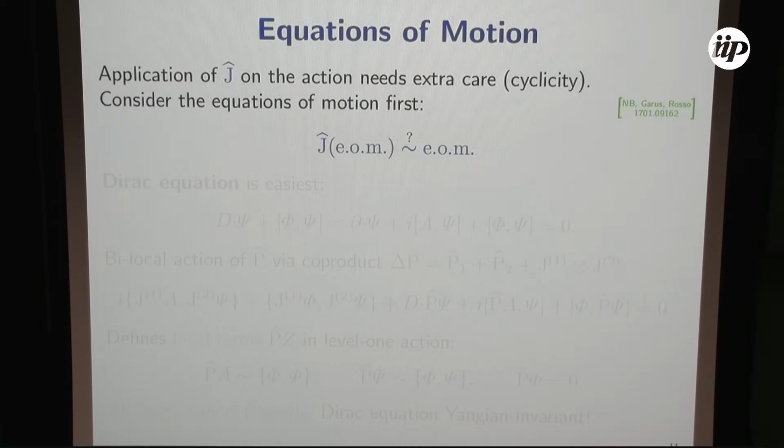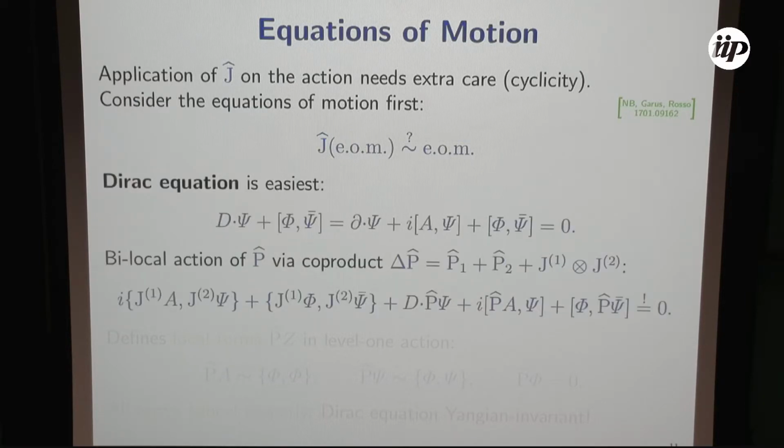Okay, now if we want to act with a level 1 generator on the action of the theory, that needs extra care, mainly due to cyclicity. So let's consider something else instead for the time being, namely the equations of motion. If we want to have a symmetry of a theory, then the equations of motion should be symmetric. They should be symmetric in the sense that when you act on the equation of motion, let's say the equation of motion is X equals 0, so if I act with J hat on X, I should get something which is again proportional to the equations of motion. It doesn't have to be straight 0, it can also be something that is 0 on shell. But the point is really that the equations of motion need to be mapped to themselves.